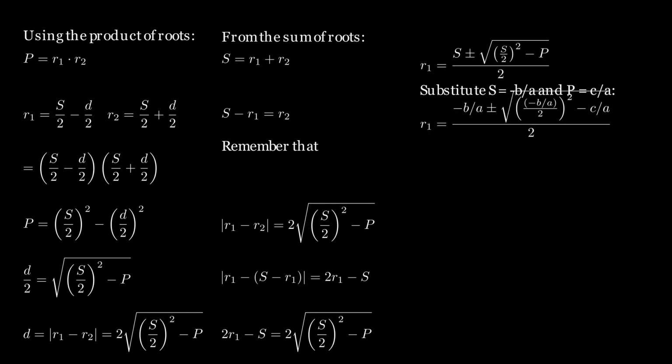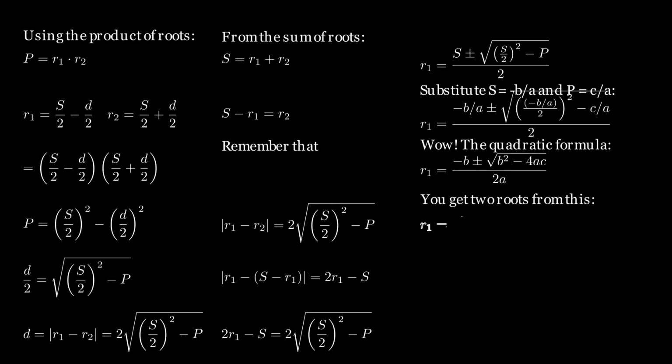Substitute the expressions for s and p in terms of a, b, and c. This yields the quadratic formula. The first root uses the plus sign, and the second root uses the minus sign. Congratulations! You have derived the quadratic formula based on the geometrical facts of the parabola.